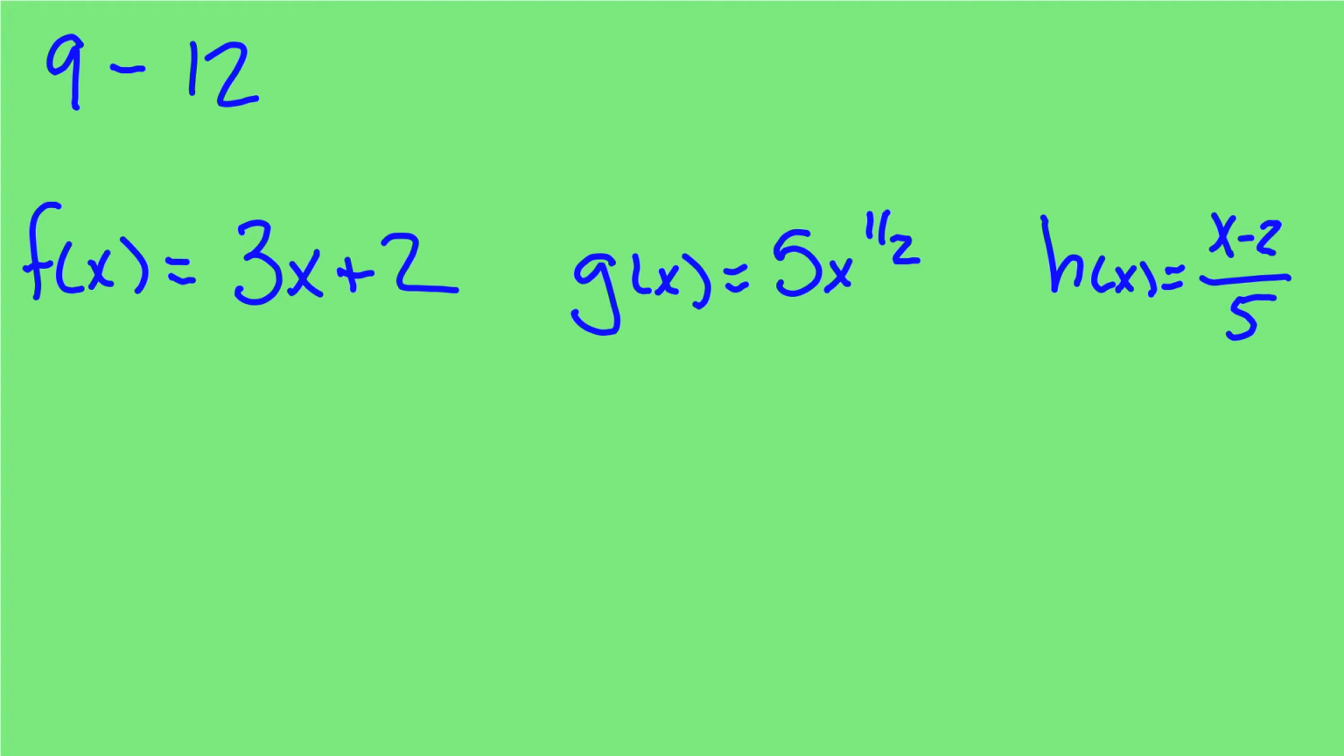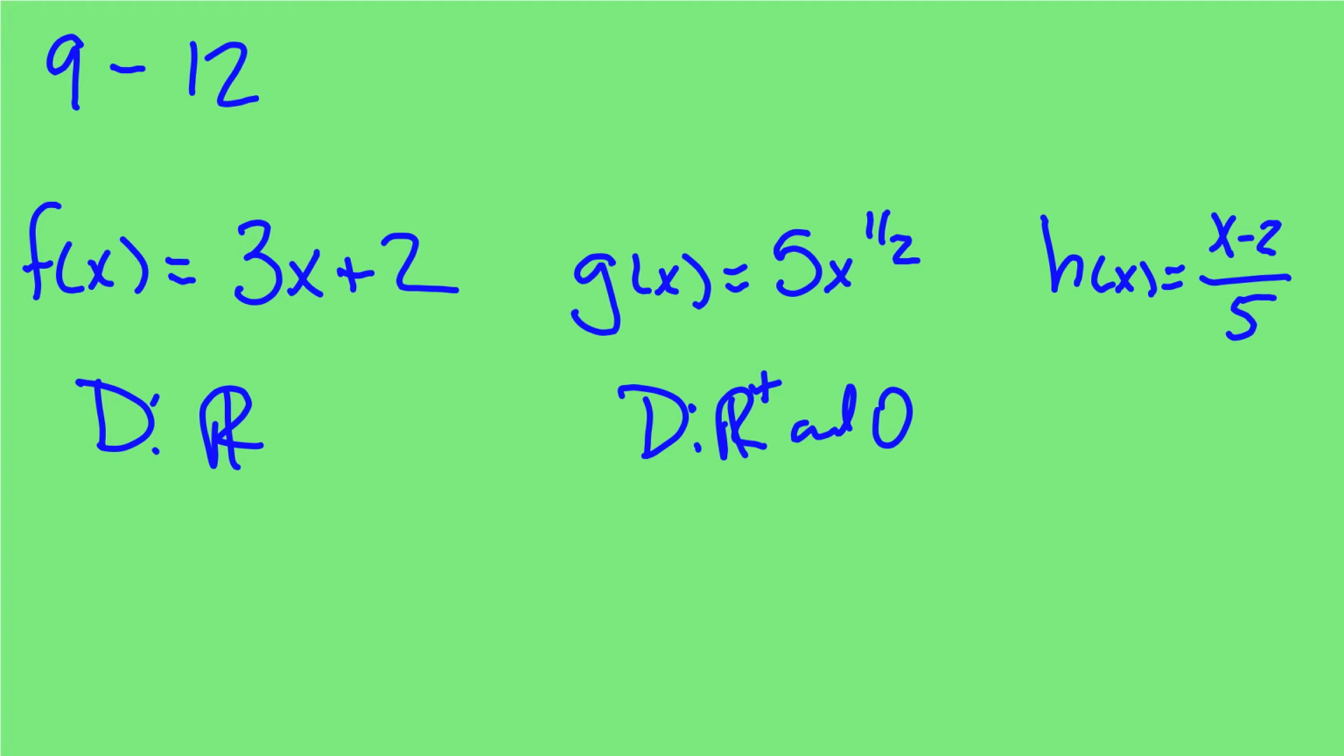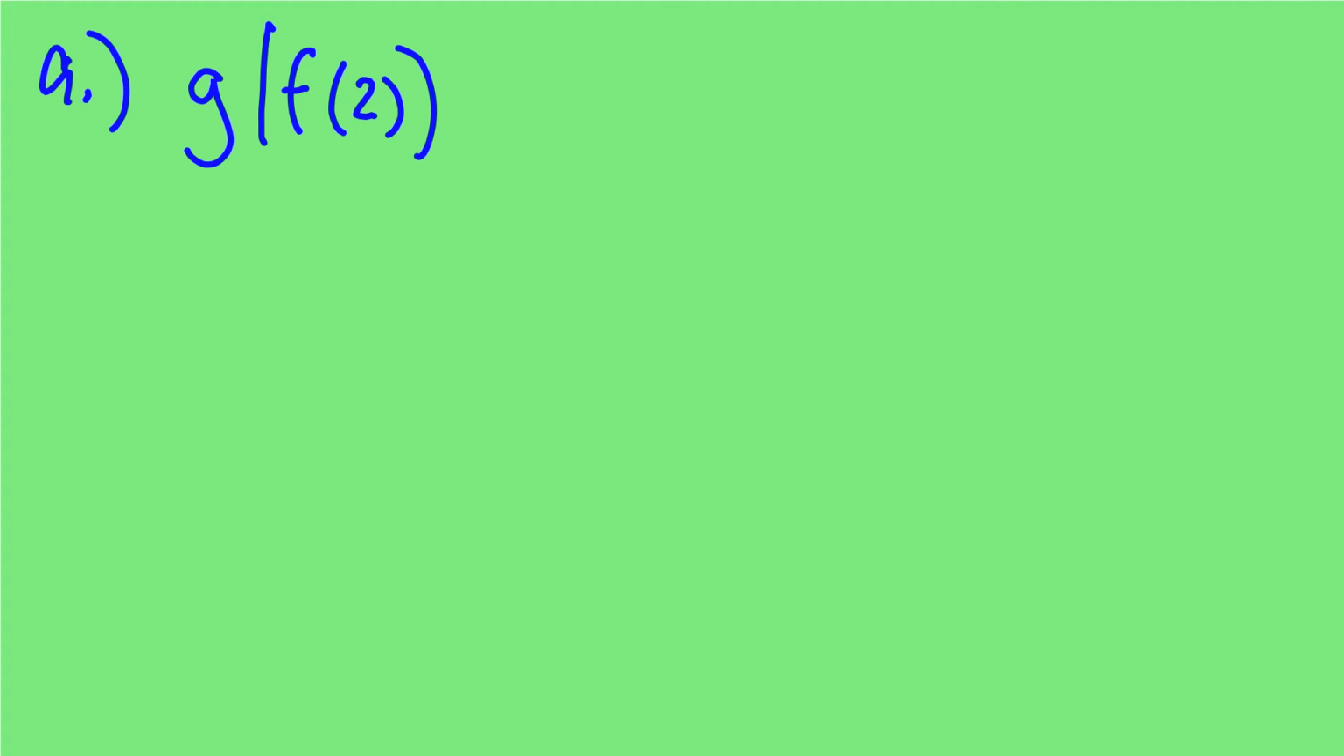Alright, numbers 9 through 12. I have f of x, g of x, and h of x. Although it really doesn't matter because they don't tell you to state the domain, we could always do the domain again. Domain for f of x is all the reals. It's not breaking any rules. Domain for g of x is all the reals that are positive and 0. And h of x is all the reals because the letters are on the top and there are no fraction exponents.